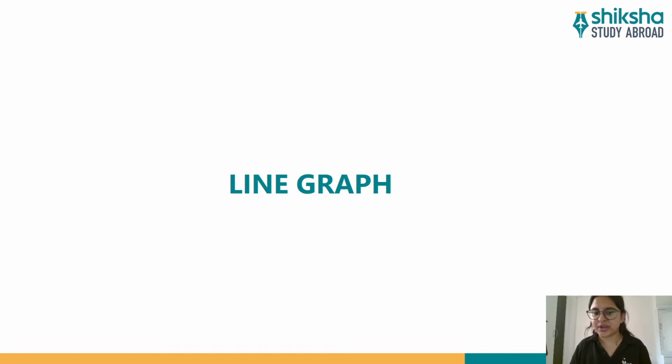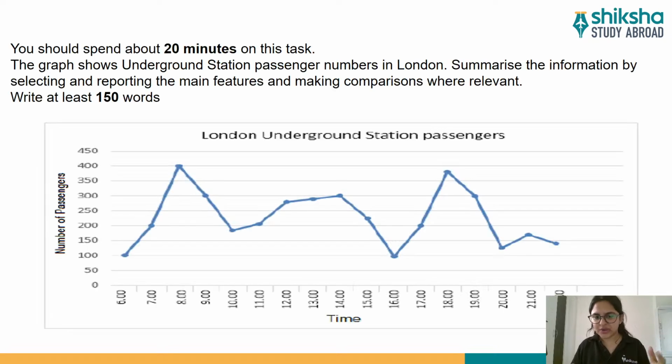Now we come to another kind of graph or chart, which is also known as line graph. So we just talked about bar graph. Now let's look at line graph. How does it look like? So question might be like this. The graph shows underground station passenger numbers in London. Okay, underground passenger numbers in London.